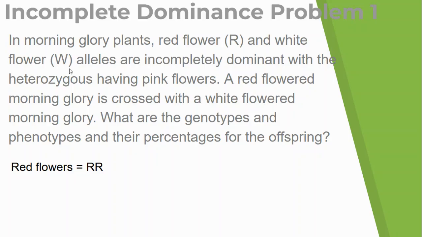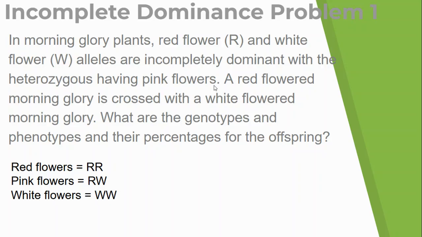White flowers, I told you to use the W allele. So in order to have white flowers, we're going to have WW as our alleles. And to be heterozygous, you would be RW, and that would be how you get the pink flowers. So that's my step 1. Instead of just telling me what R means and what W means, I want you to tell me what RR means, what WW means, and what RW means.